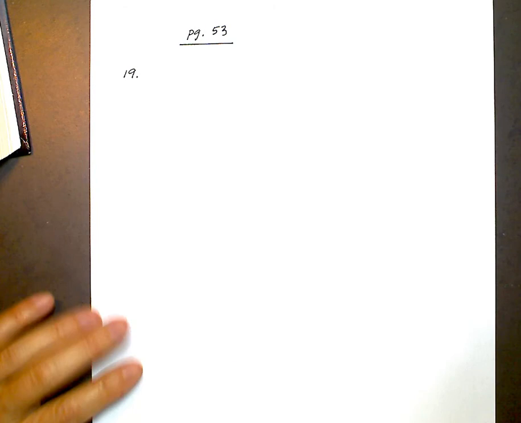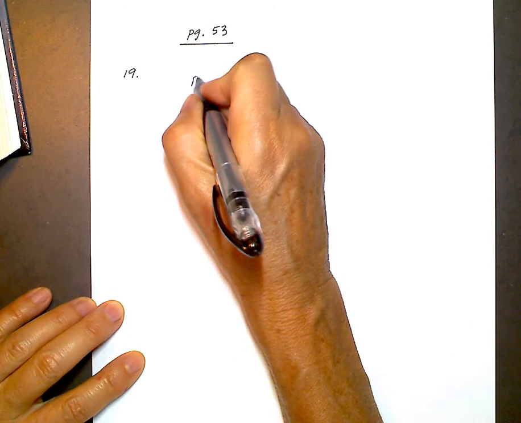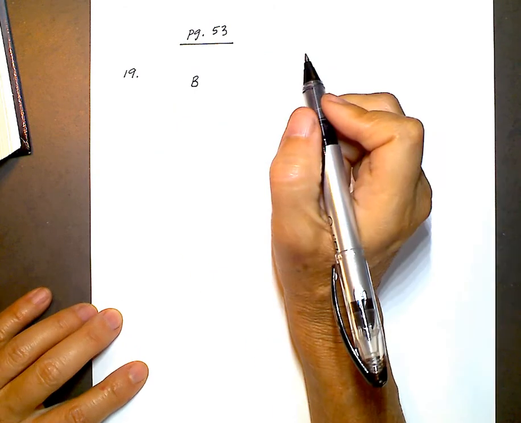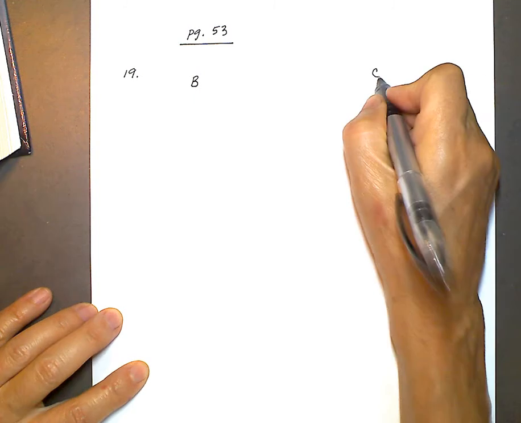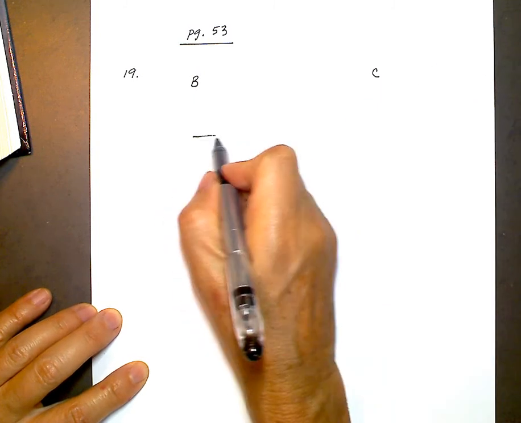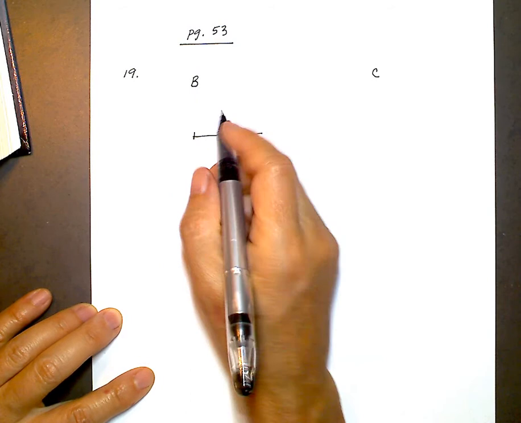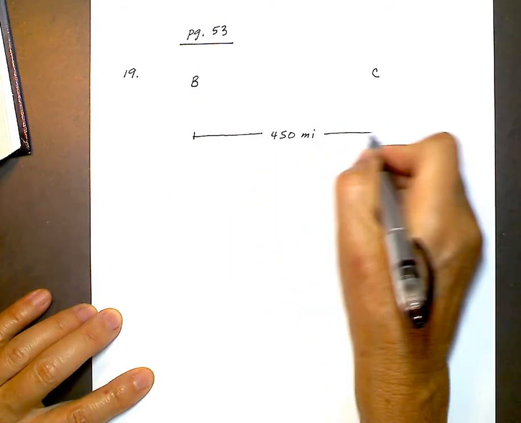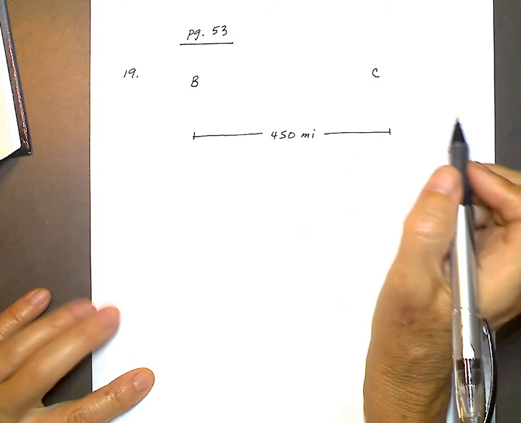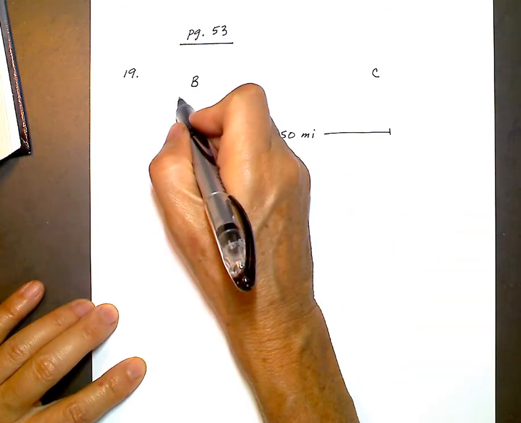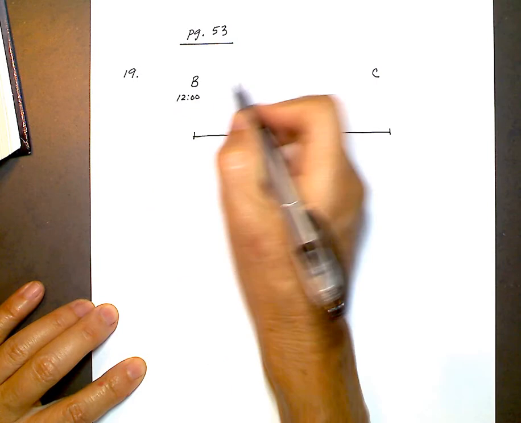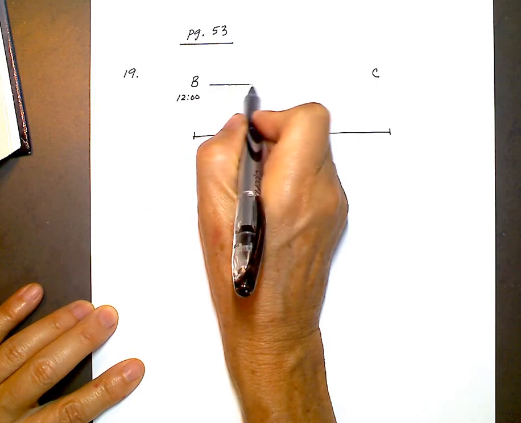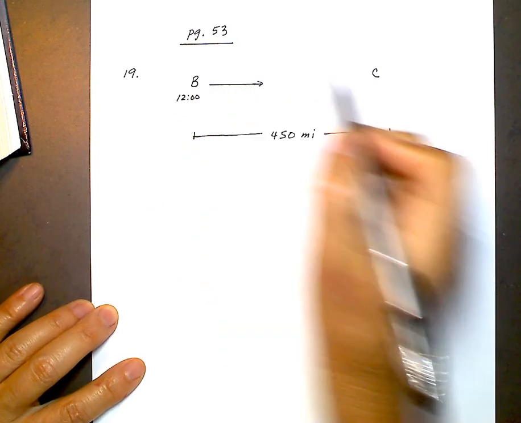Okay, this is number 19 on page 53, and in this case we've got two trains. If you read through it, one starts in Brighton and one starts in Cogsville, and the distance between those two cities is given as 450 miles. Okay, so one train at 12 o'clock noon leaves Brighton and it's traveling towards Cogsville, and it's going at 90 miles an hour.